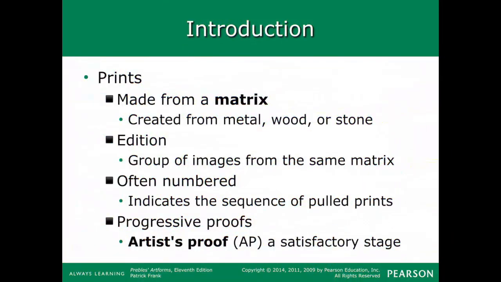Something about prints, they are one of a series of nearly identical pieces, usually printed on paper. Prints are made from a matrix. A matrix is created from metal, wood, or stone. You'll hear this word used a lot when it comes to describing a print: edition. An edition is a group of images from the same matrix. So whenever a print is made, if it is made from one matrix, we call that an edition.